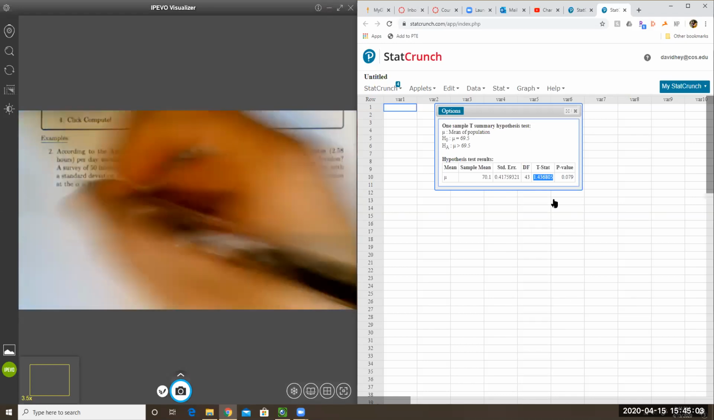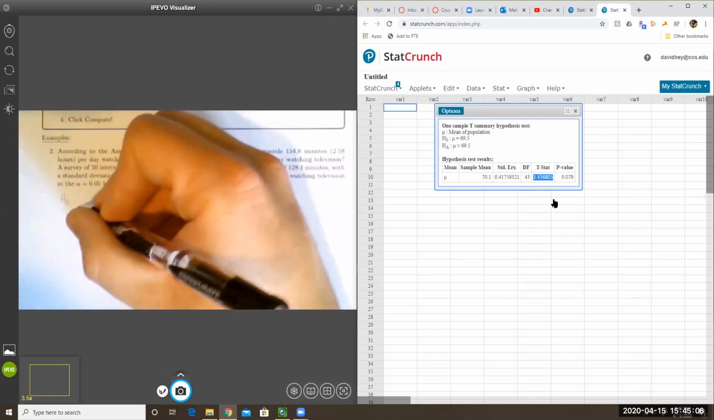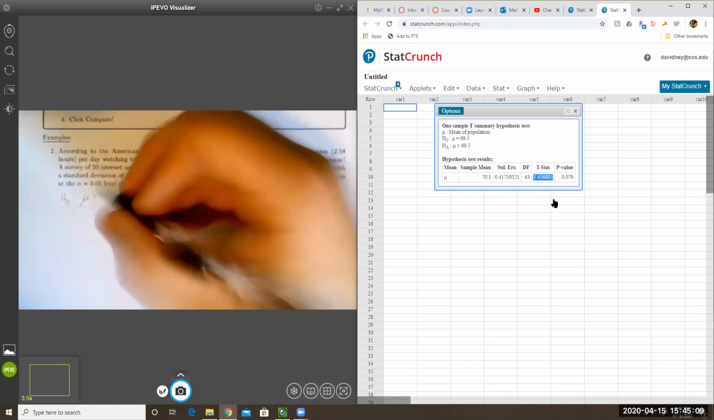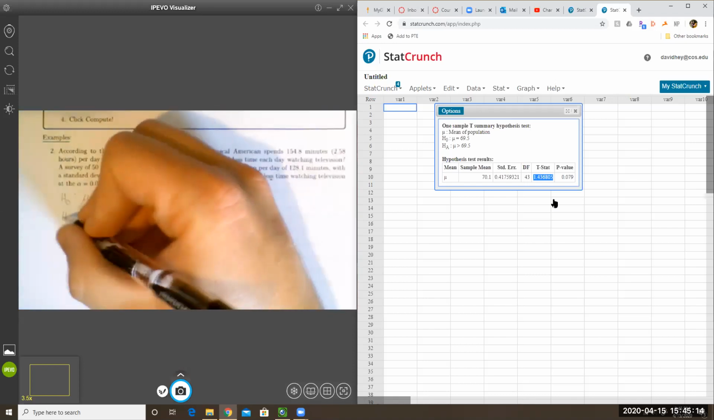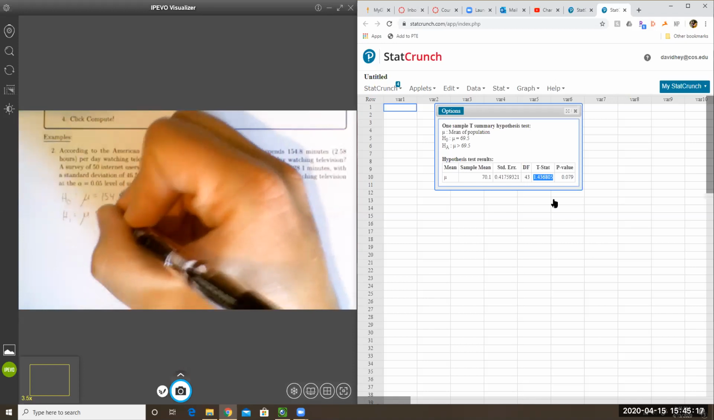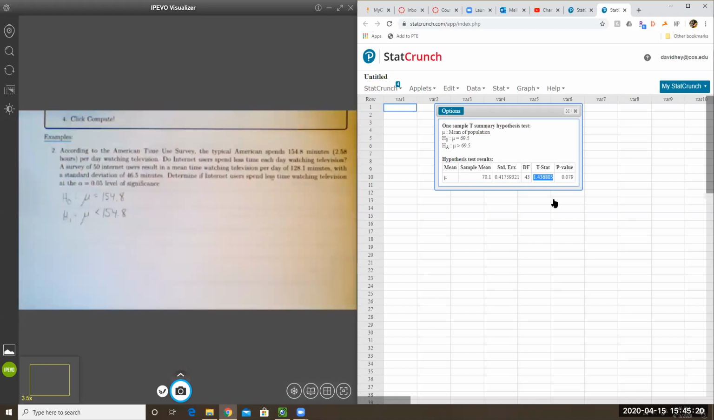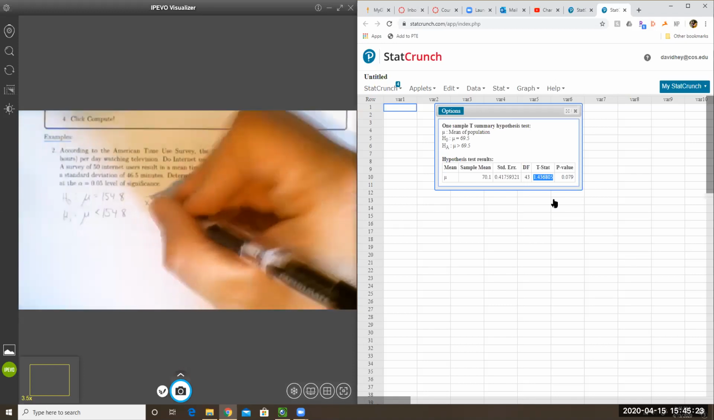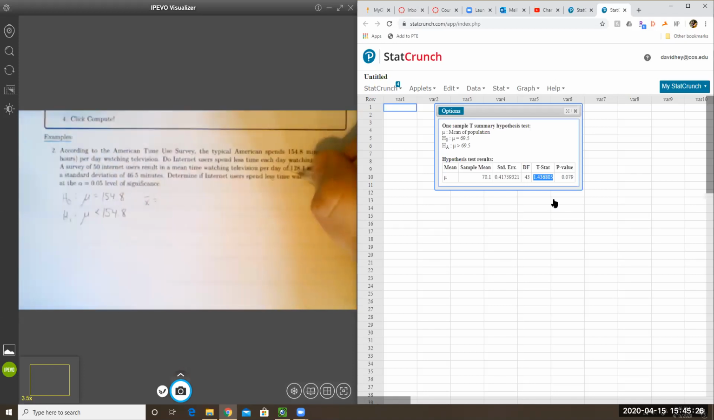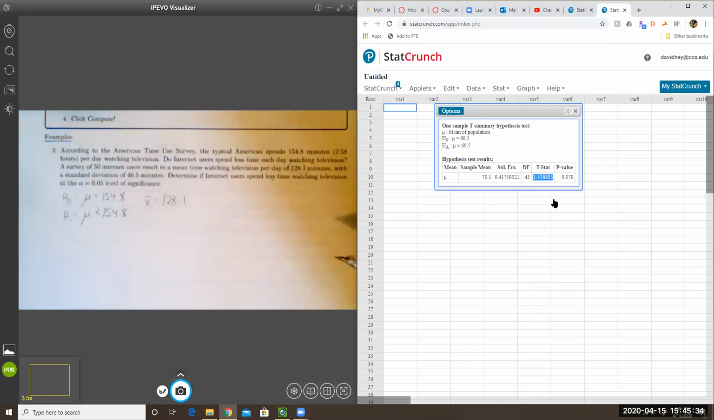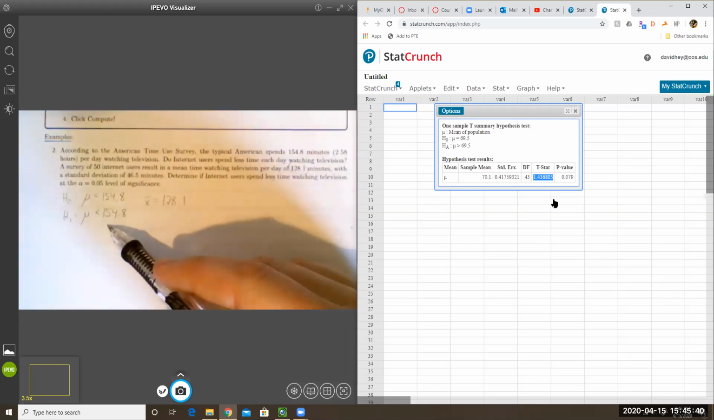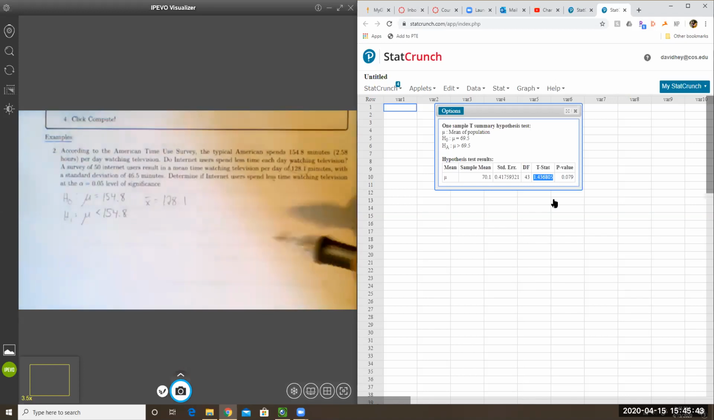Okay, so the null hypothesis is that they don't spend less time. They spend the same amount of time as everyone else watching TV. Okay. The alternative is that they do spend less time watching television. And the sample evidence that we have to support that claim is that this particular sample of 50 internet users had a mean time of 128.1. So let's see, that is definitely less than 154.8. Is it different enough? Well, let's get the p-value.